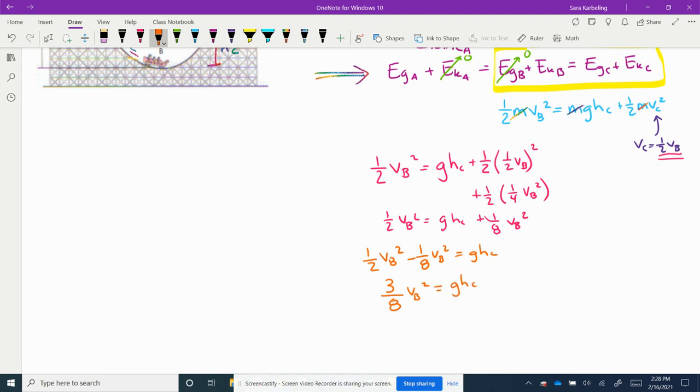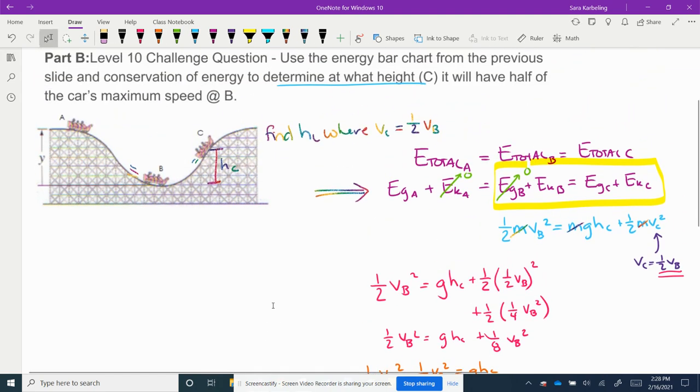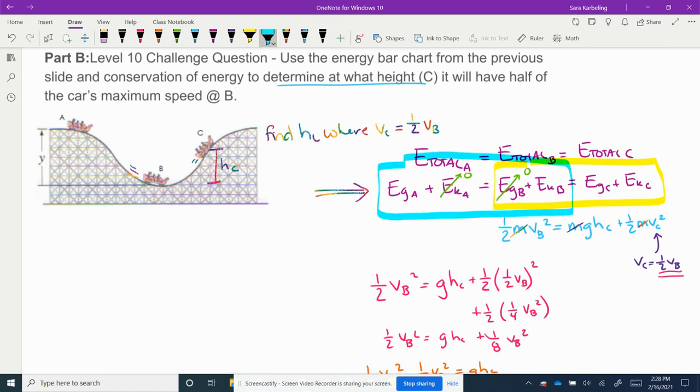You might be like, thanks, Miss K. I don't know what to do with that, but never fear. I've got a little bit more physics that I get to use here. I'm going to use this statement of conservation of energy. Here we go. Are you ready? Buckle up, you guys. This is good stuff.